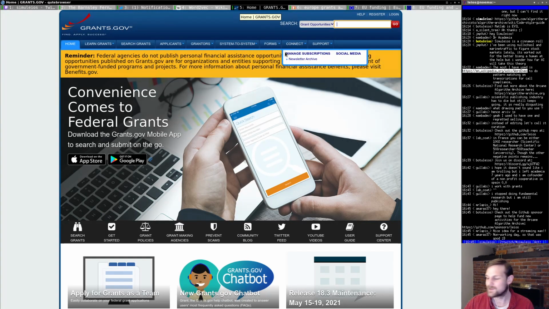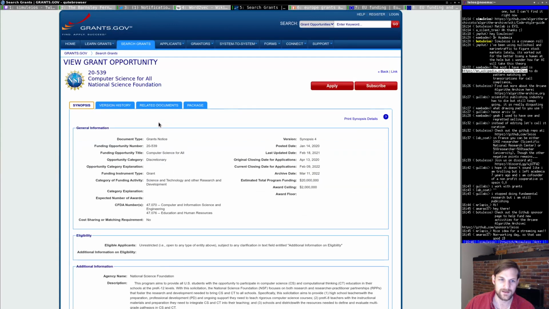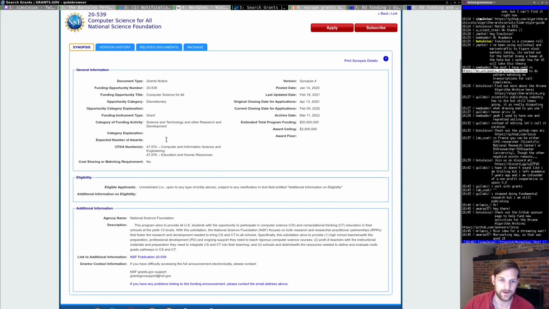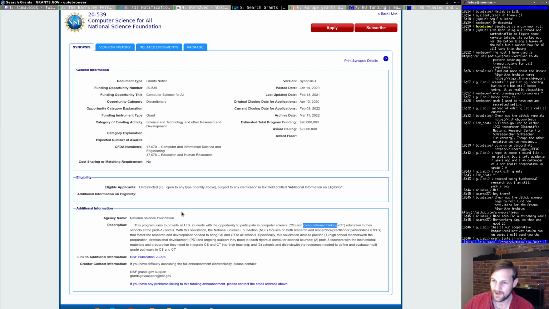So usually, this is the only way I know to apply for grants. Usually I just go here and I look for computer science, or something like this. And then I see a few grants that are useful, like Computer Science for All. There's something interesting here. It's like this program aims to provide U.S. students with the opportunity to participate in computer science and computational thinking education in their schools at pre-K through 12 levels. In general, I tend to feel like I'm kind of in the computational thinking camp, and that's where I'm at. Let's take a look.